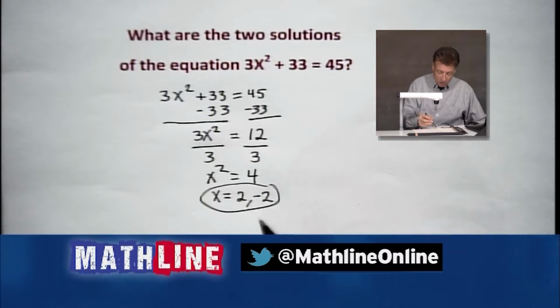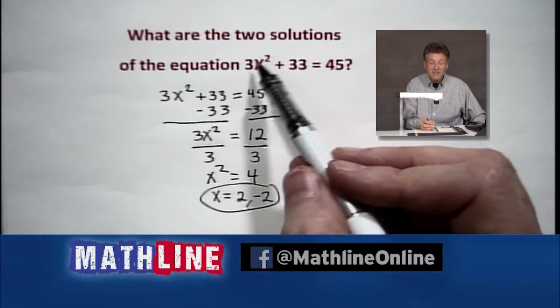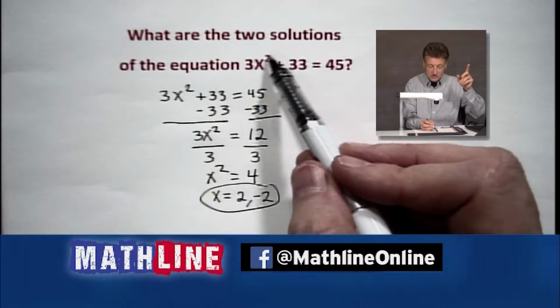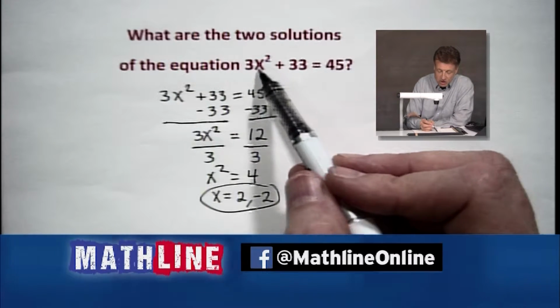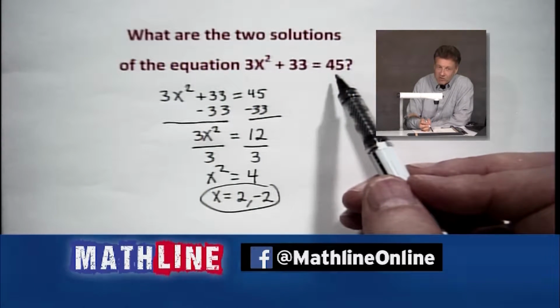Quick look, does it work? Put a 2 in there and square it, then multiply by the 3. Remember, order of operations says we square, then we multiply by that 3. So it's going to give me 12. 12 plus 33, got 45.